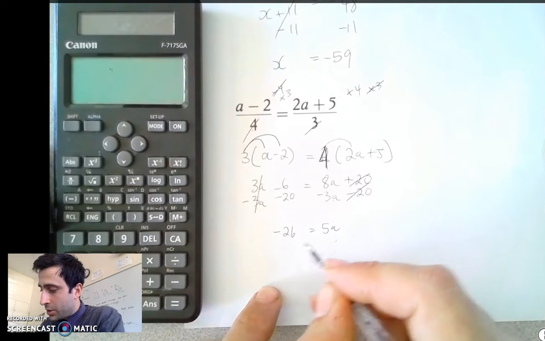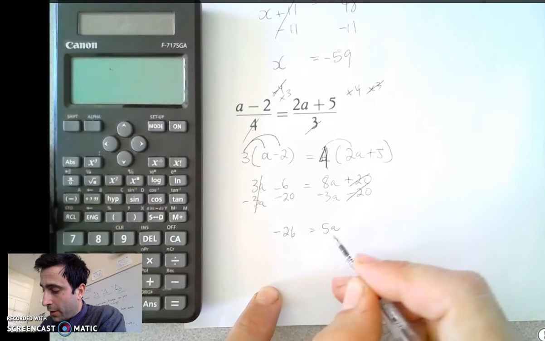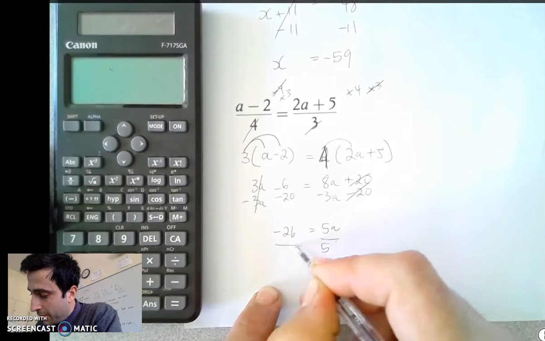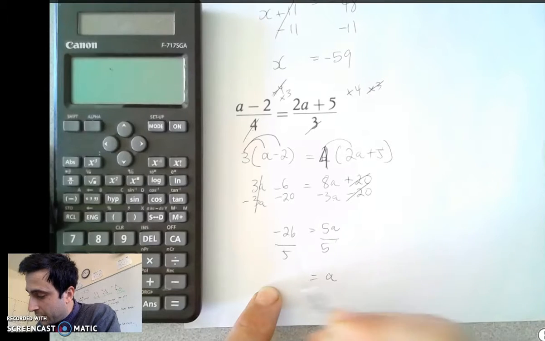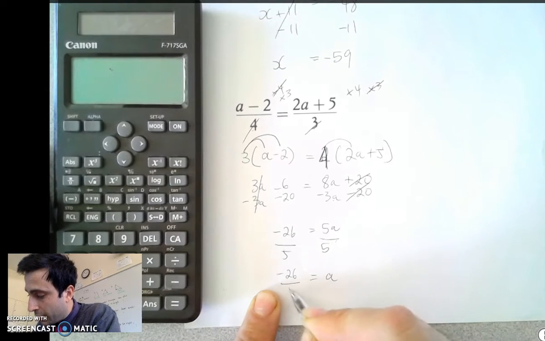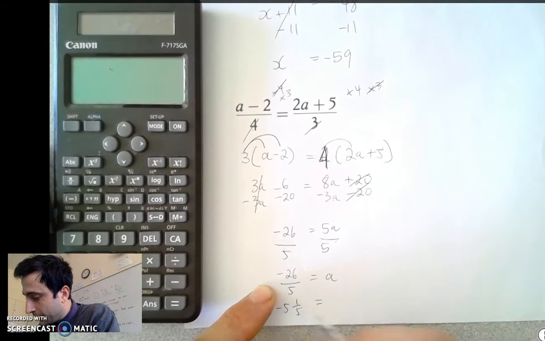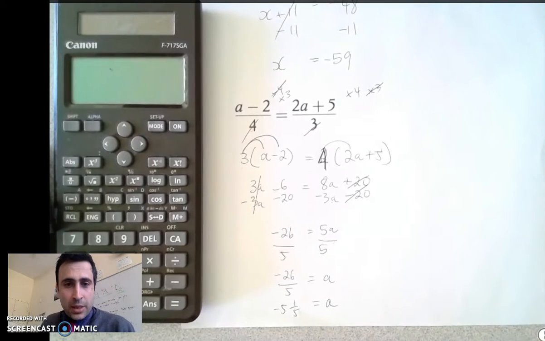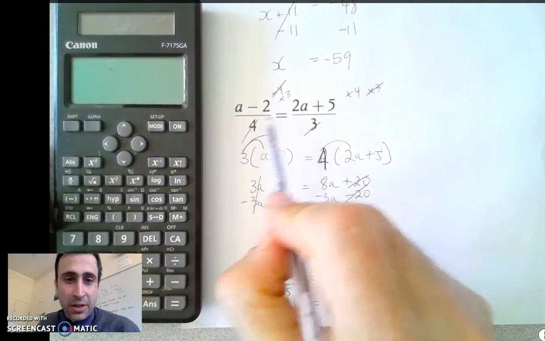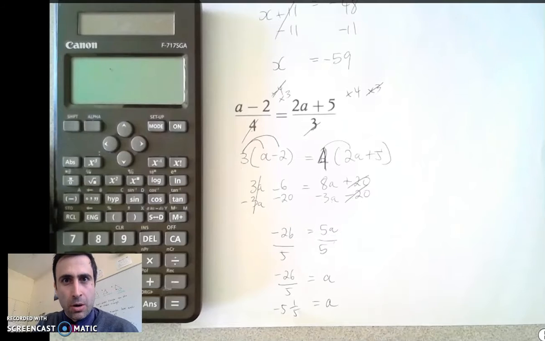Now, so what we end up with is minus 26 equals 5a. We divide both sides by 5, and we get a equals minus 26 on 5. Or negative 5 and 1/5. It's pretty easy, and the more you do of these, the easier they become. The problem is that fractions scare people. Be strong.